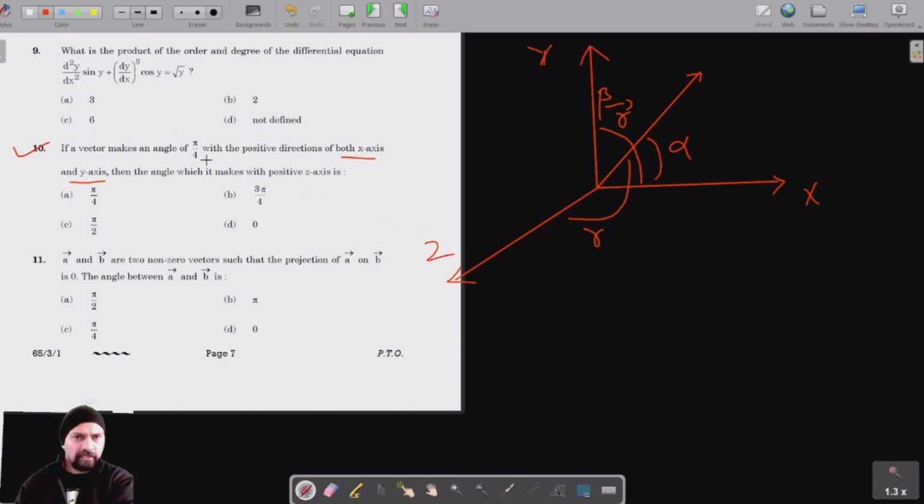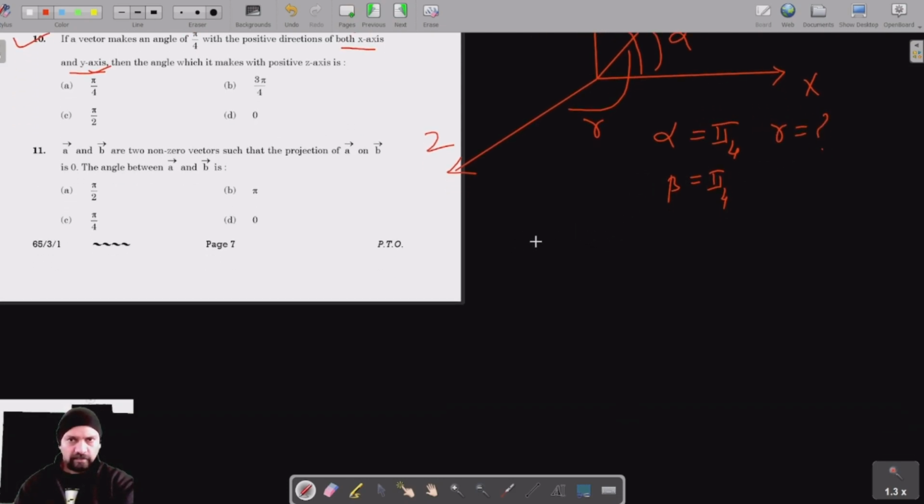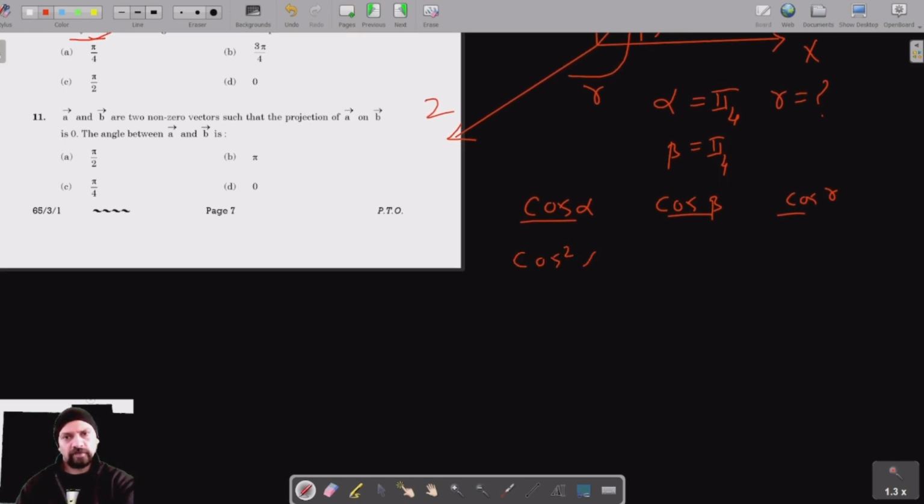And it's given that the angle with x and y-axis is pi by 4. So alpha is equal to pi by 4 and beta is equal to pi by 4. We have to find out gamma with the z-axis. And there is a relation. If we take the cos of these angles, so that is cos alpha, cos beta, and cos gamma, these are the direction cosines. And there is a relation between the direction cosines, that is cos square alpha plus cos square beta plus cos square gamma is always equal to 1.